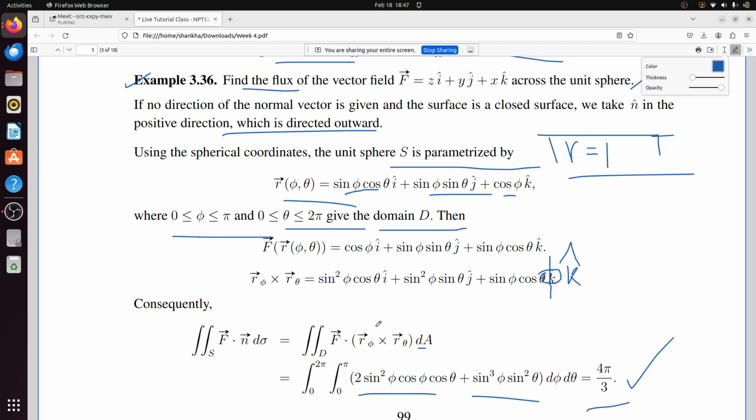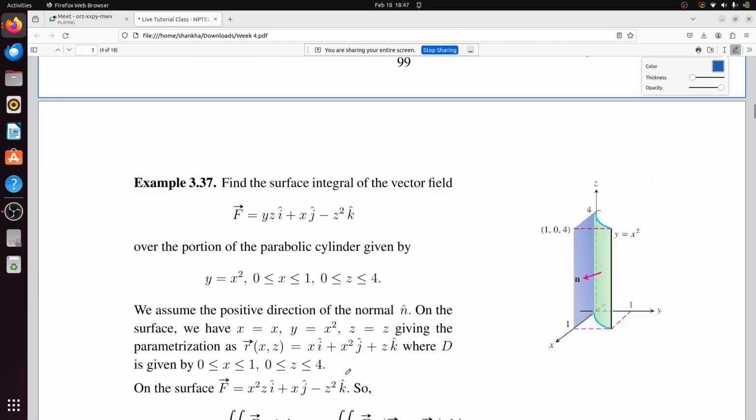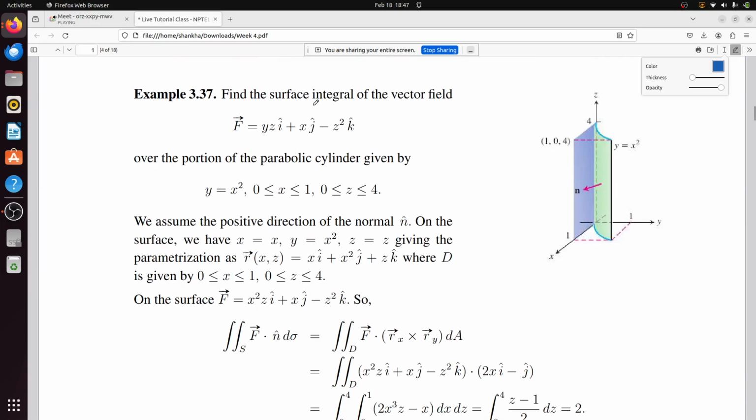Okay, so next problem, we have to find the surface integral of the vector field F equal to yz i cap plus x j cap minus z square k cap over the portion of the parabolic cylinder given by y equal to x square, 0 less than or equal to x less than or equal to 1, 0 less than or equal to z less than or equal to 4.